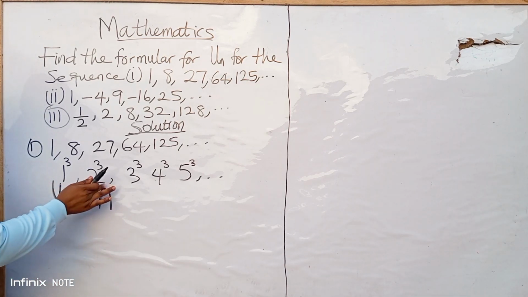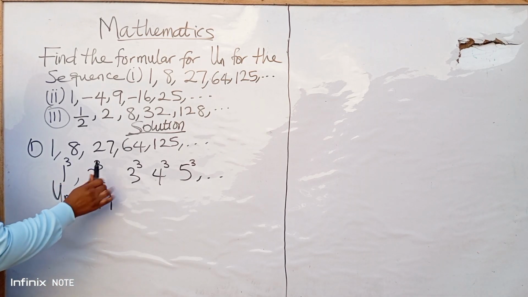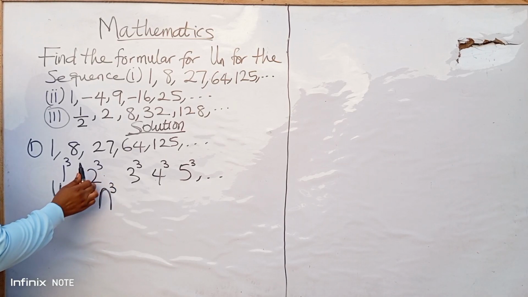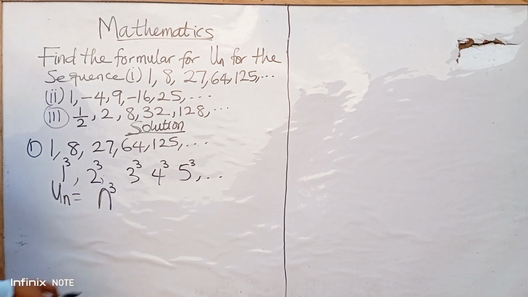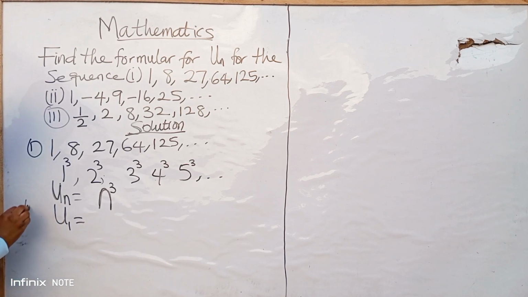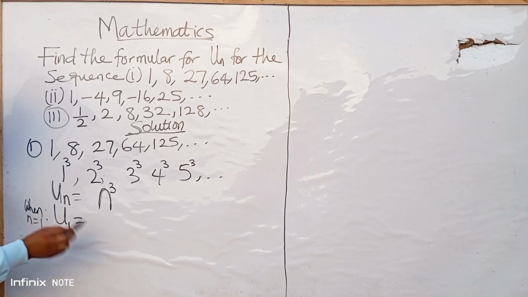So then n raised to power 3. It means that if I want to find u1, anytime I say n, I'm going to put 1 there. So u1 is equal to 1.